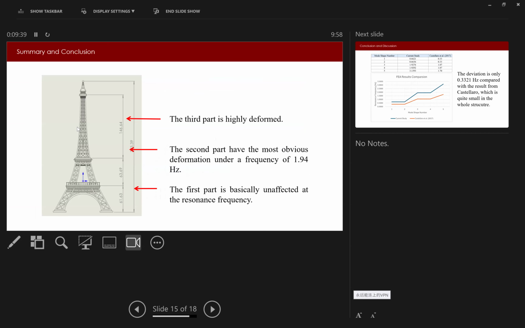So we can find that in mode 1 and mode 2, the third part, the highest part, makes the most deformation. And in mode 3 and mode 4, the second part makes the most. And from mode 1 to mode 4, the first part is the basement and seldom deforms. However, in mode 5, the first part also deforms.